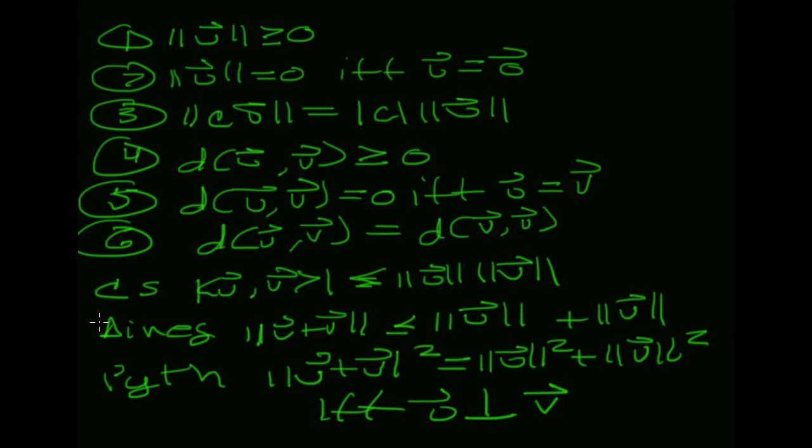Okay, so Cauchy-Schwarz, the triangle inequality, and the Pythagorean theorem all still hold from the last video. Okay, so there you go. This is your intro to inner products, which is a lot like dot products, but on general vector spaces.